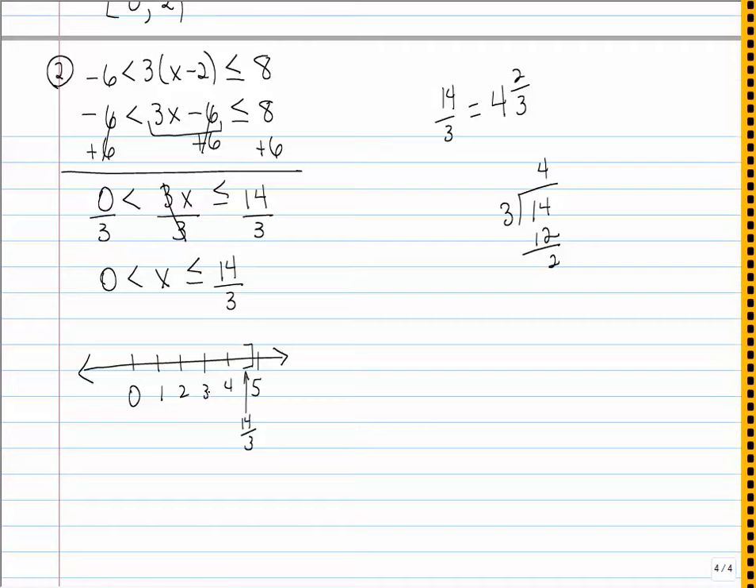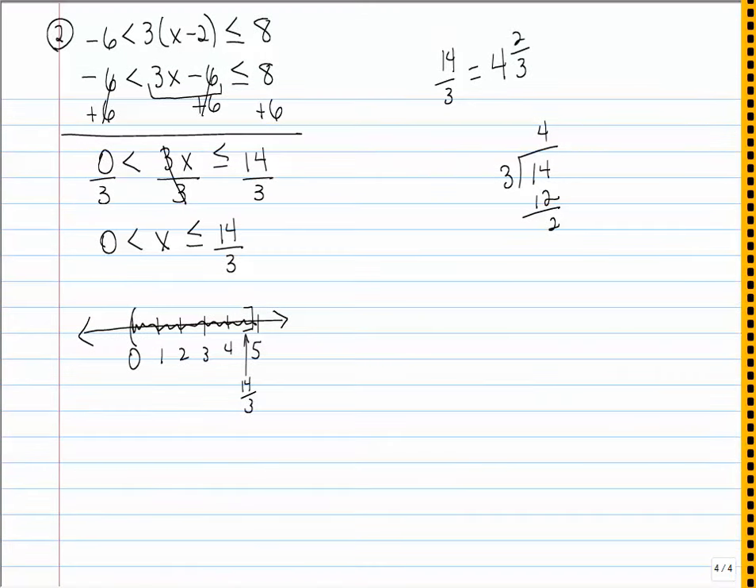So you're going to put a bracket on 14 thirds, and you're going to put a parentheses on 0. And you're going to shade everything that's in between. Because x is between those two numbers. It's greater than 0, and it's less than, or it could be equal to 14 thirds. So the way that you write that in interval notation is 0 with a parentheses, comma, 14 thirds with a bracket.